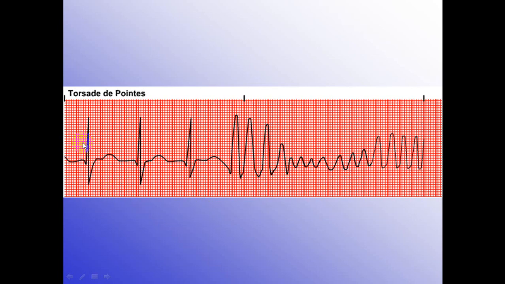If we look at this one, there is an oscillating point around the baseline, but it's not the same morphology. It's polymorphic, and not called torsades de pointes.